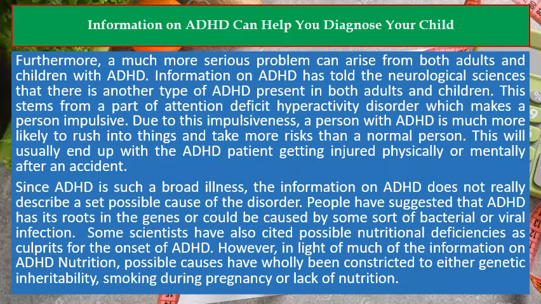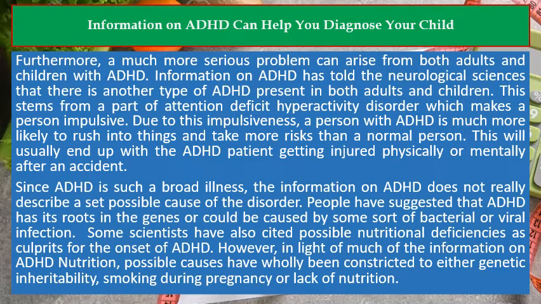Furthermore, a much more serious problem can arise from both adults and children with ADHD. Information on ADHD has told the neurological sciences that there is another type of ADHD present in both adults and children. This stems from a part of attention deficit hyperactivity disorder which makes a person impulsive. Due to this impulsiveness, a person with ADHD is much more likely to rush into things and take more risks than a normal person. This will usually end up with the ADHD patient getting injured physically or mentally after an accident.